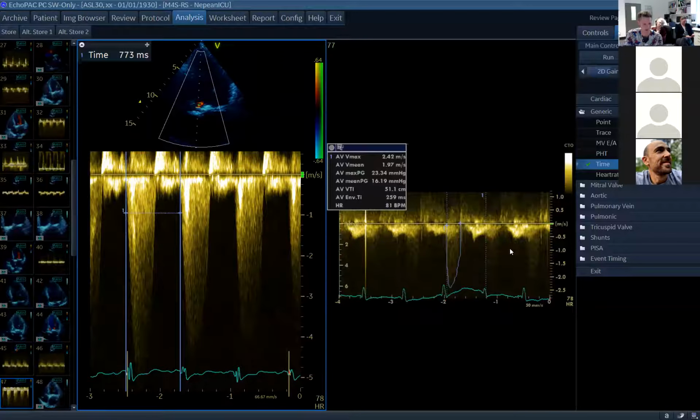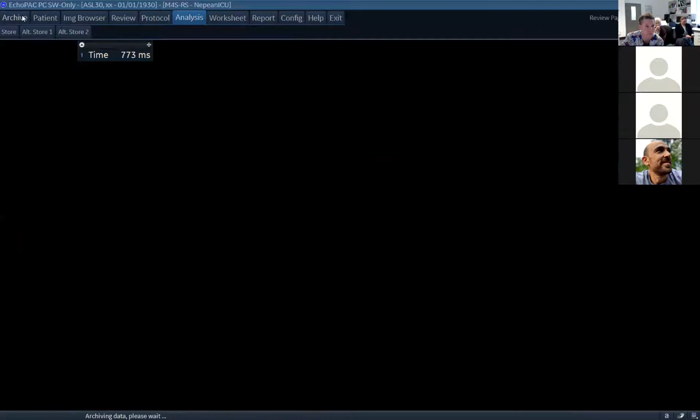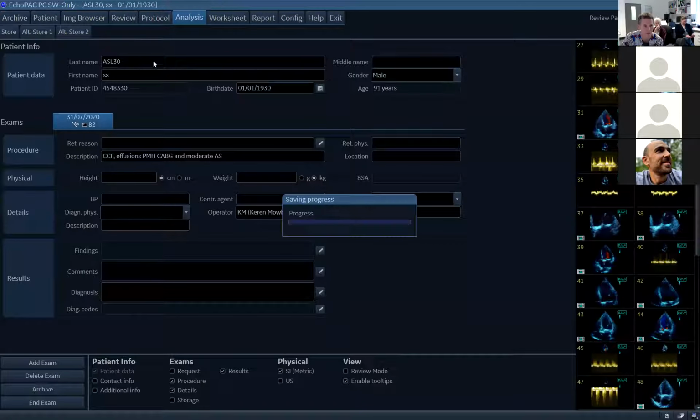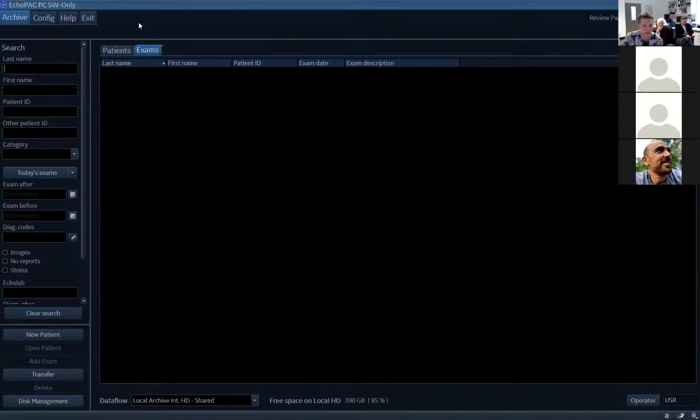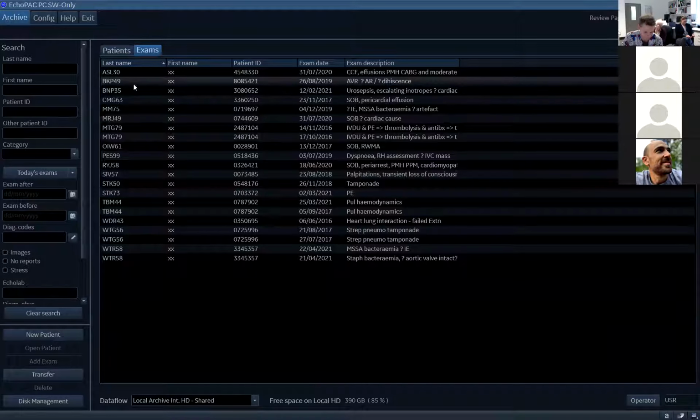Let's do this one. So this patient's peri-arrest, brought in by ambulance, incredibly short of breath. Peri-arrest state. History of a pacemaker and a cardiomyopathy.